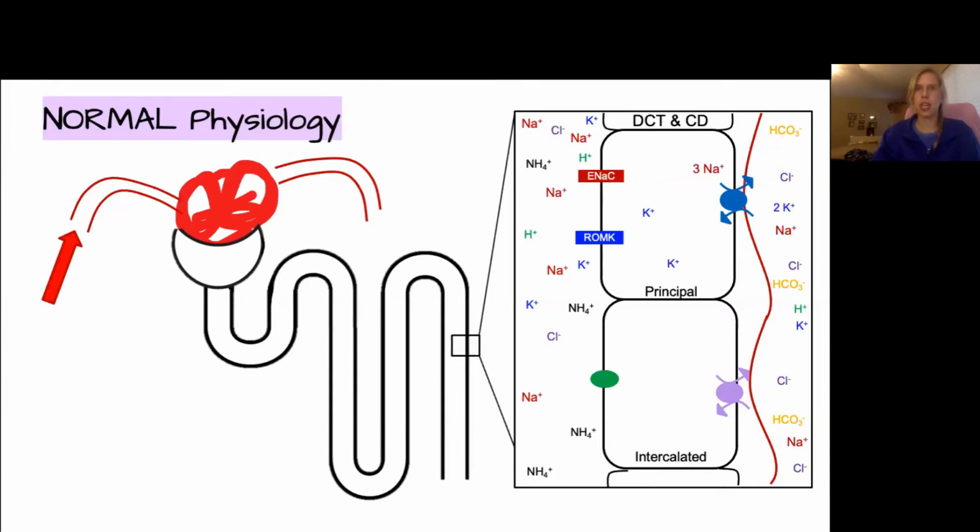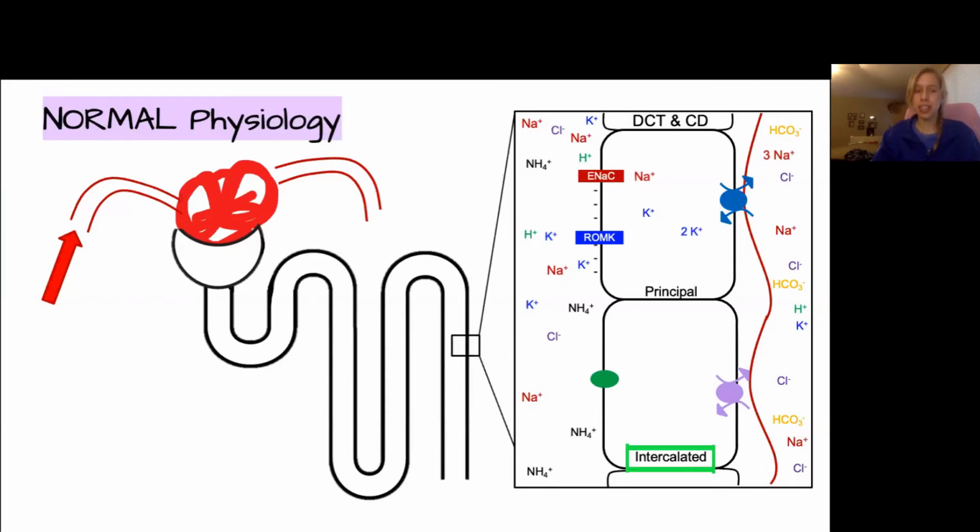Let's go through that animation again real quick. We have the sodium-potassium pump powered by ATP that creates a gradient inside the principal cell. This gradient pulls sodium in through the ENaC channel, which creates a negative charge in the lumen. This negative charge, in addition to a concentration gradient, pushes the potassium from the cell into the lumen.